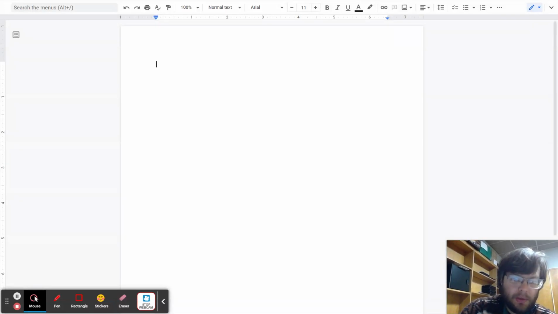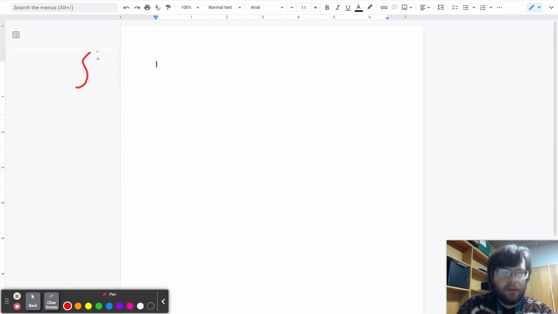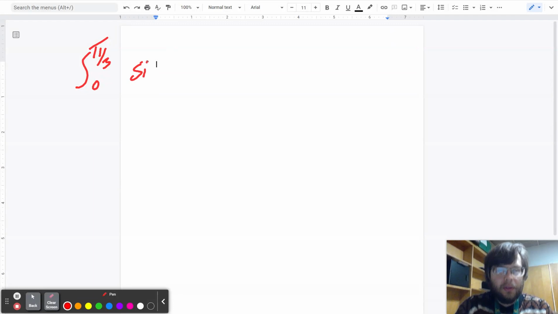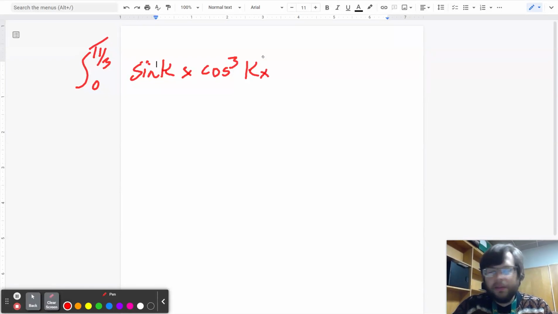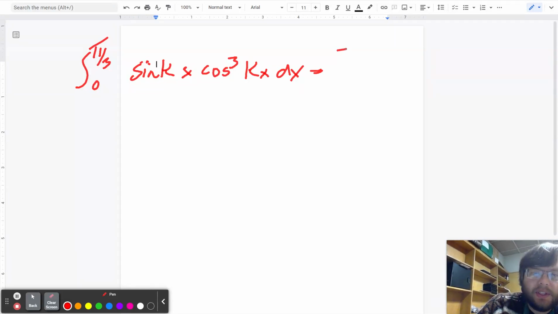All right, somebody else asked me about another tricky looking integral problem. So we are given this wonderful piece of information that the integral from 0 to pi over 3 of sine of kx cosine cubed of kx dx is equal to 3 over 16k.